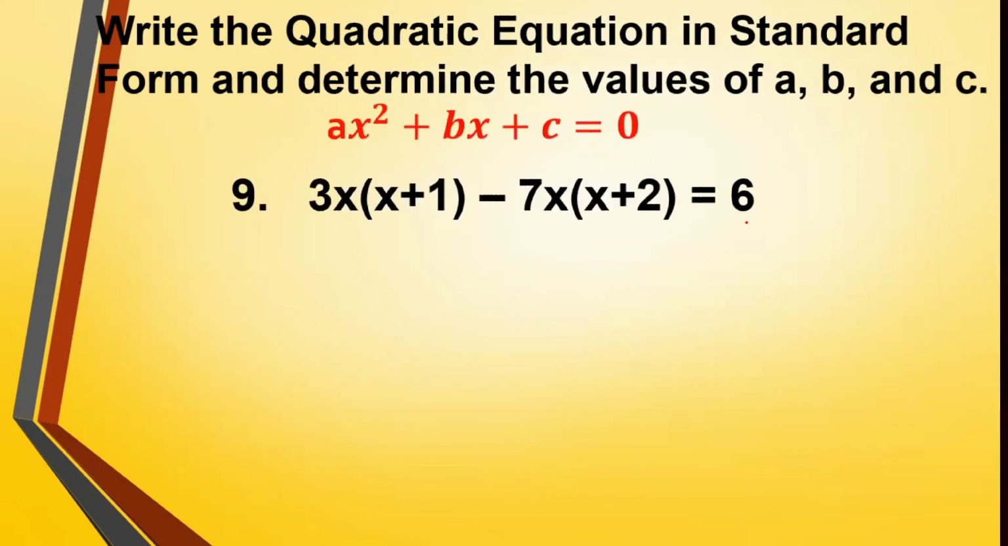So, in the last example, we have 3x times x plus 1 minus 7x times x plus 2 equals 6. Okay, so is it a quadratic equation or not? I don't know yet, sir. So, why don't you know yet?